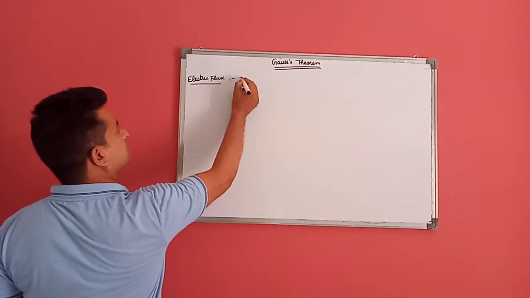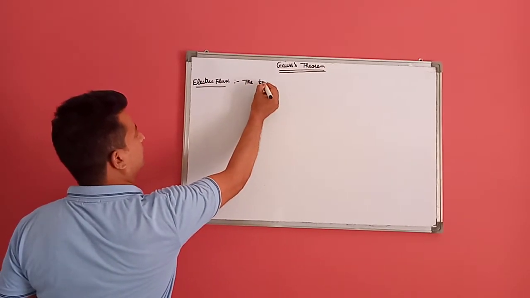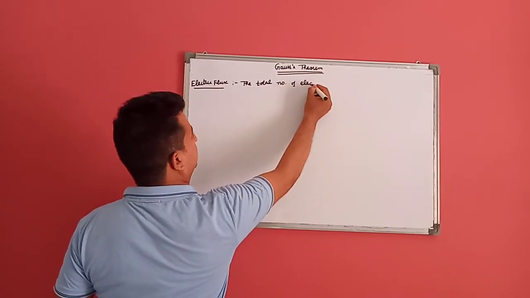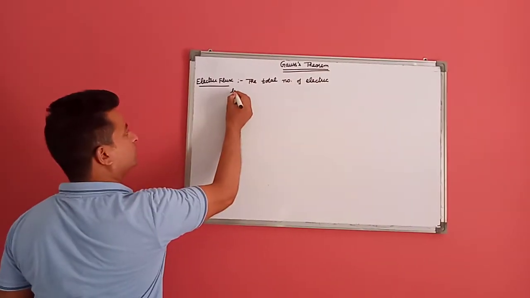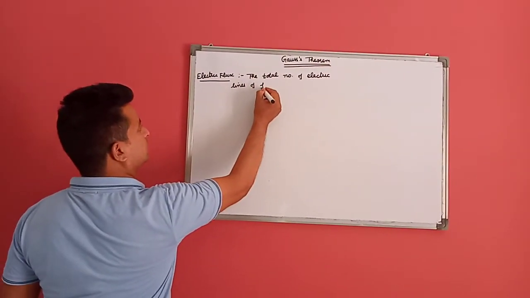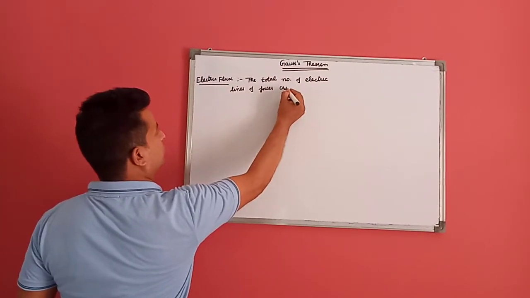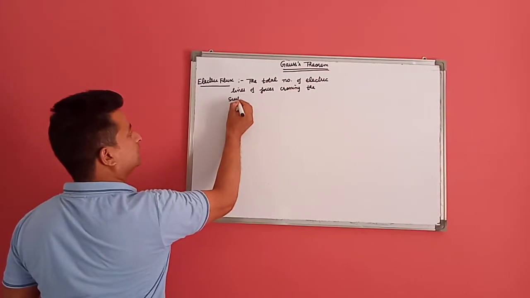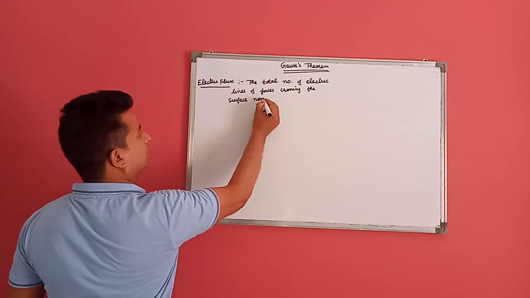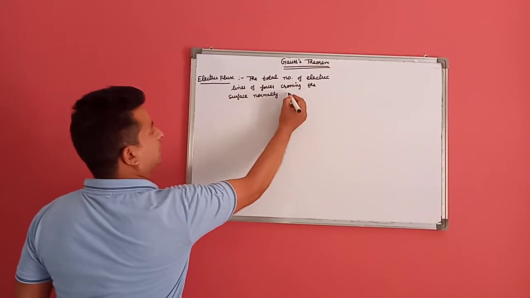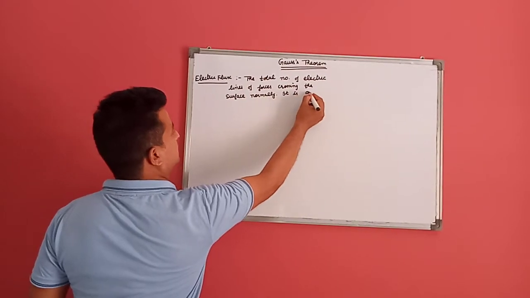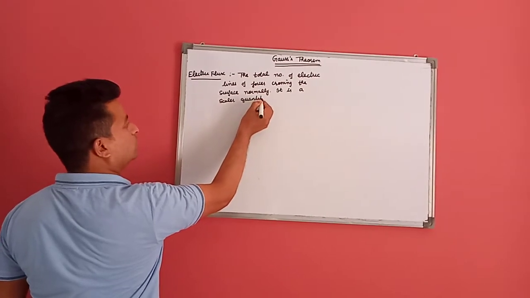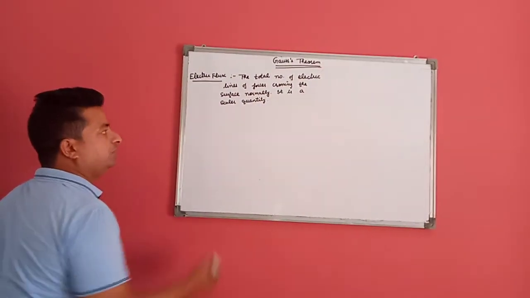The definition is the total number of electric lines of force crossing the surface normally, means perpendicular. It is a scalar quantity. Scalar quantity means it has no direction, it has only magnitude.